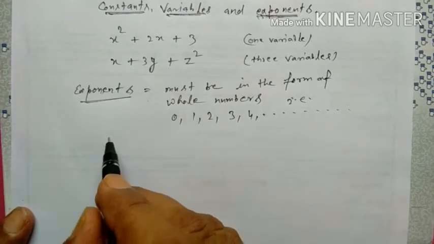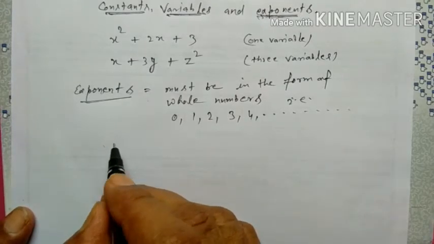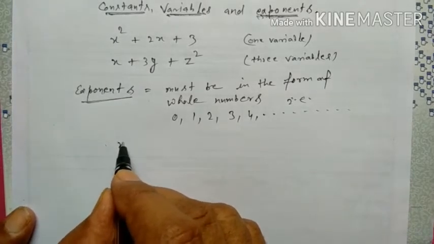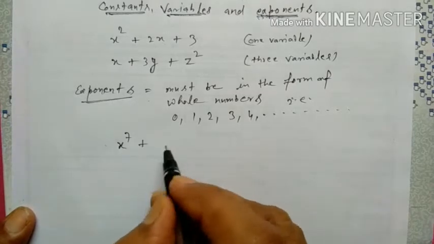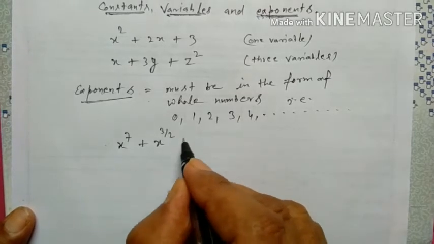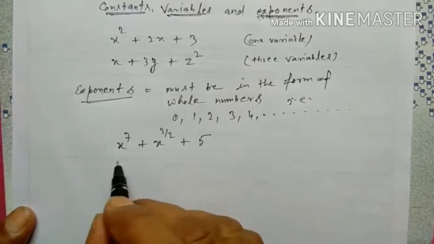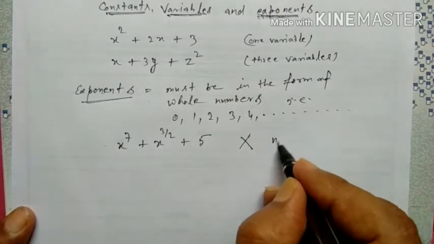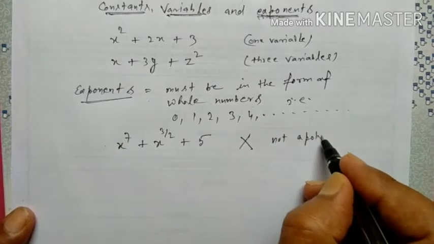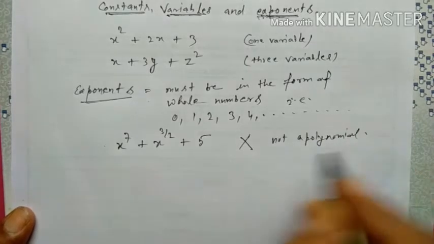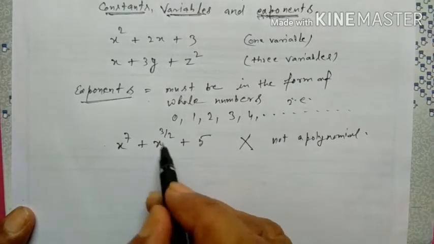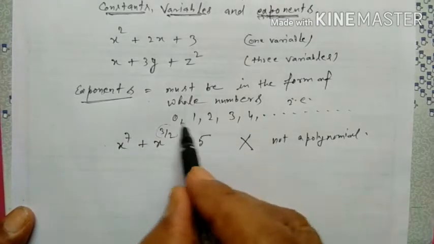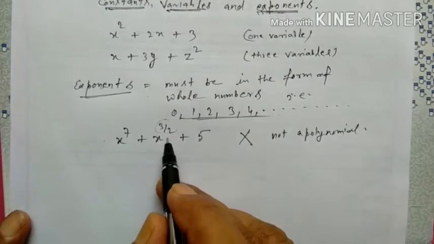And suppose an example, x power 7 plus x power 3 by 2 plus 5. This is not a polynomial, because the exponent of variable x is in the form of 3 by 2. So exponents must be in the form of whole numbers, not in the form of fractions.